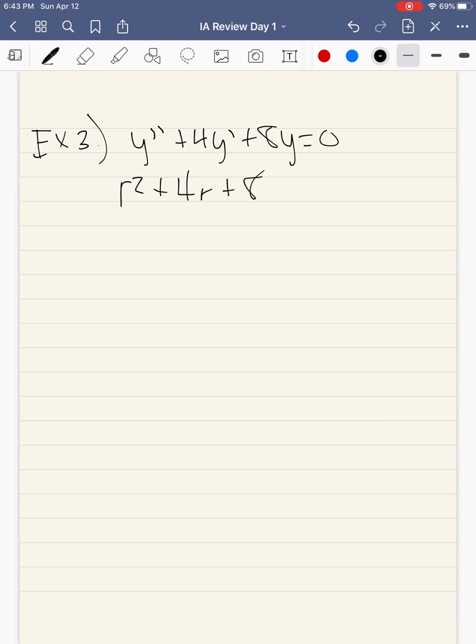Be careful here because I've seen this mistake way too many times. R squared corresponds to y double prime. So these two go together. Y prime, just highlight these. Y prime corresponds to r. Y does not get an r. It has nothing attached to it.